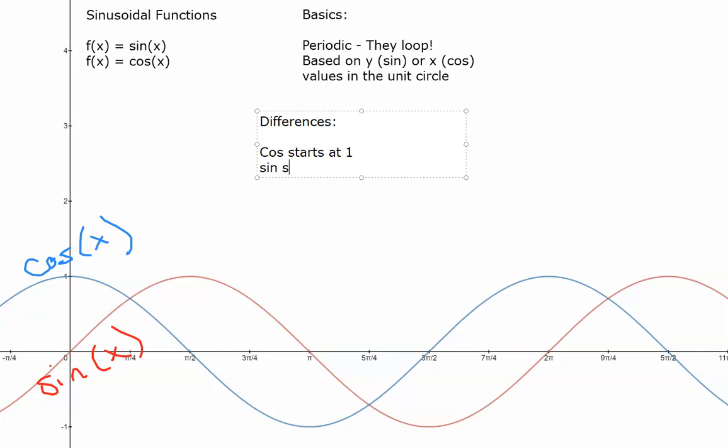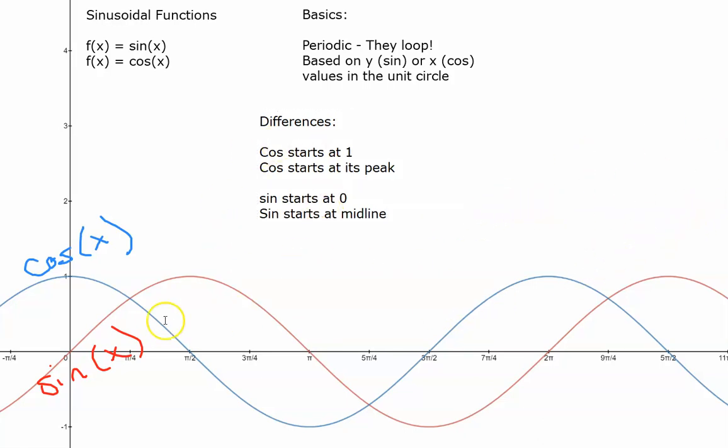And sine starts at 0. I might also go on to say that cosine starts at its peak, while sine starts in the middle, or what we like to call the midline. So you'll learn more about that once we get to that as well. So those are the main differences between cosine and sine on the graph.